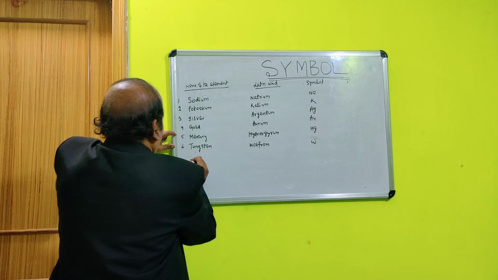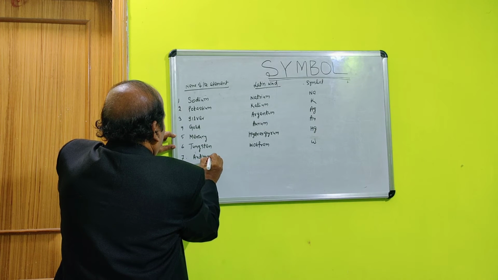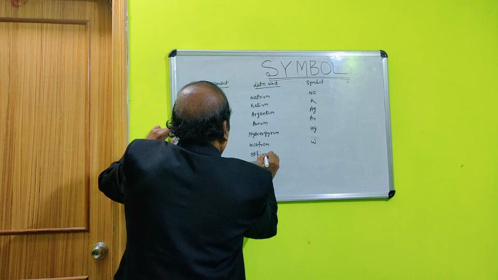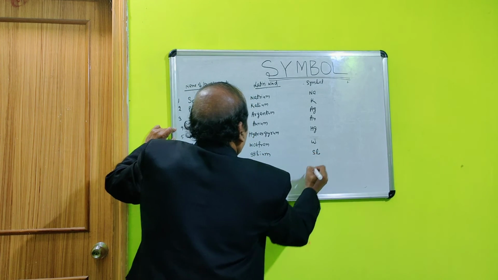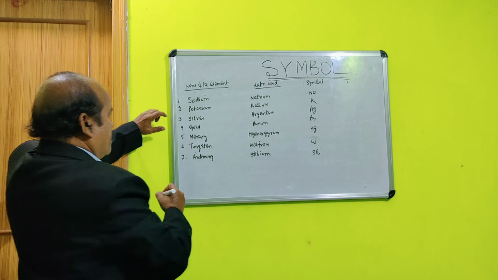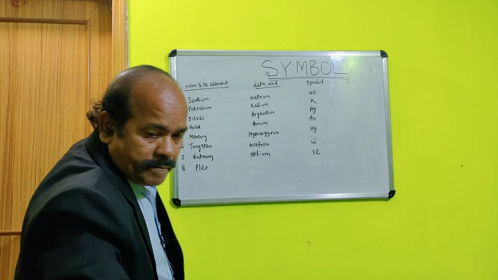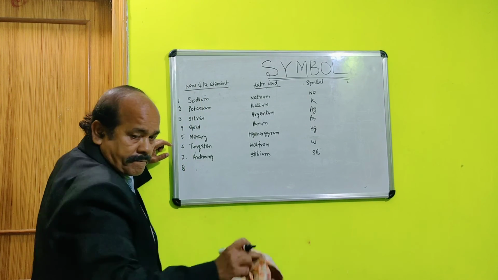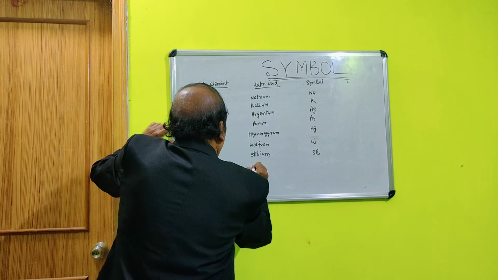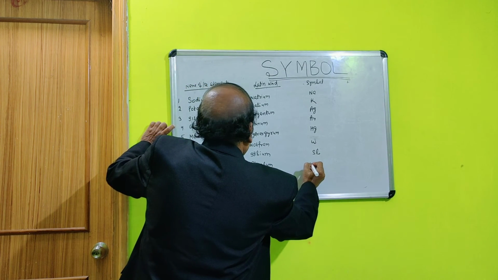Then antimony, Sb. Then lead. The Latin word is plumbum. Symbol is Pb.